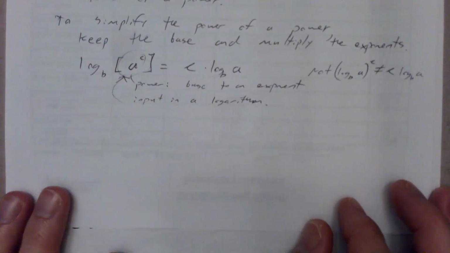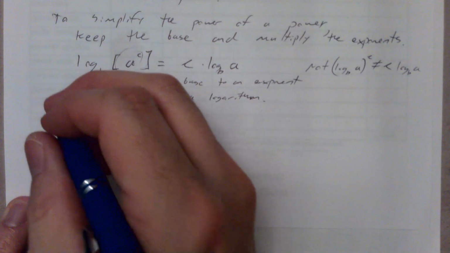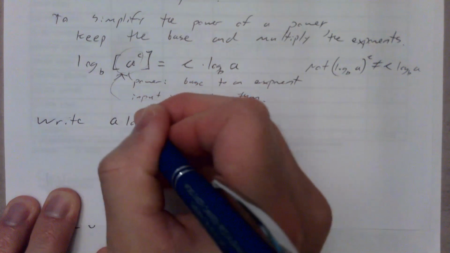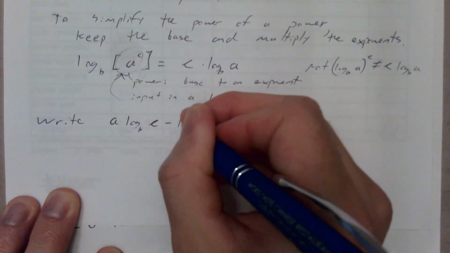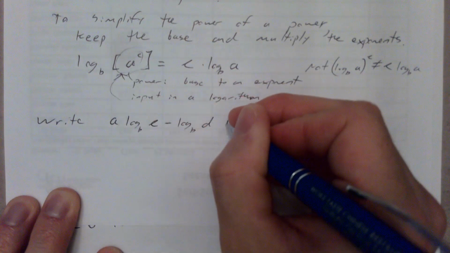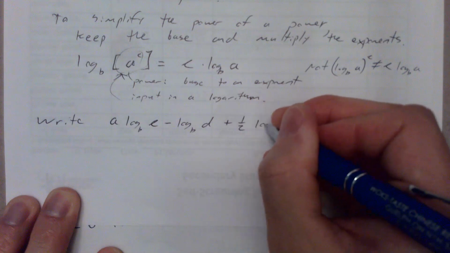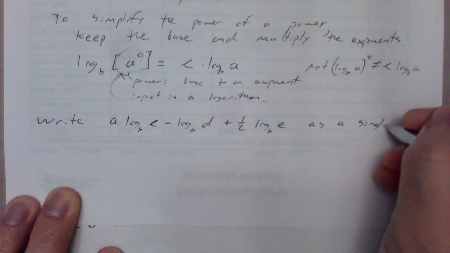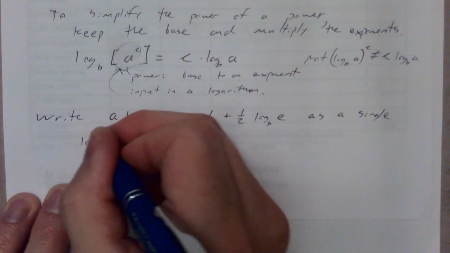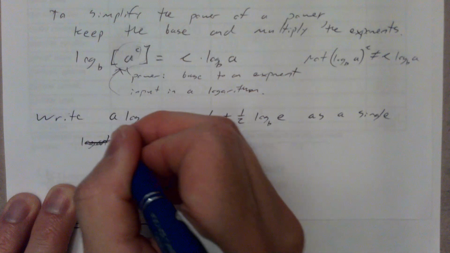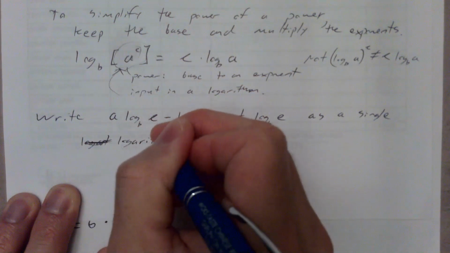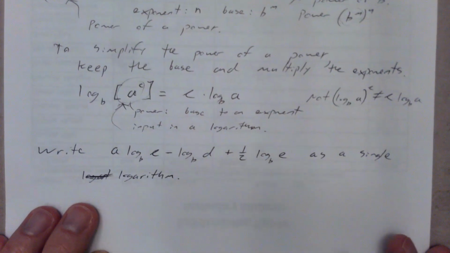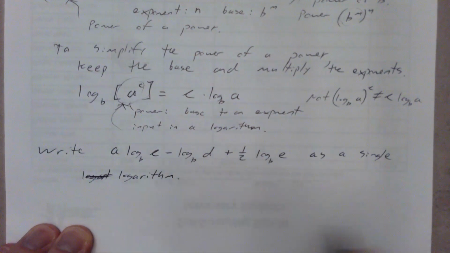Let's just get one more practice question using these rules in reverse. Let's say write a times log base b of c minus log base b of d plus 1/2 log base b of e as a single logarithm. All right, so I'm looking for opportunities to use properties.